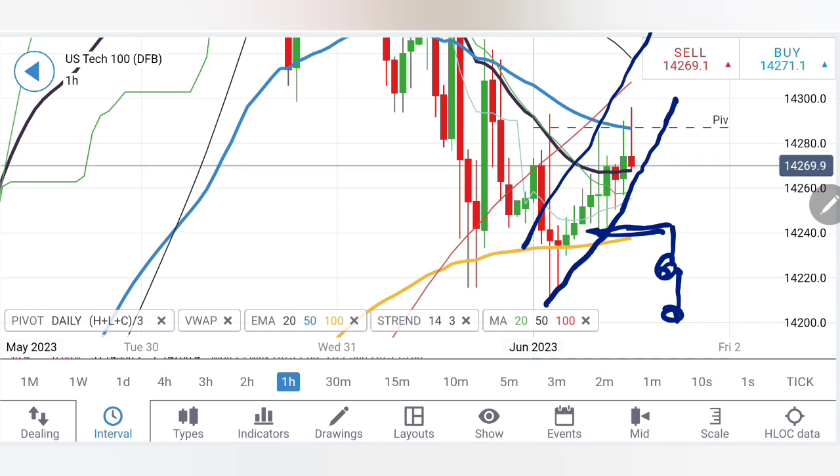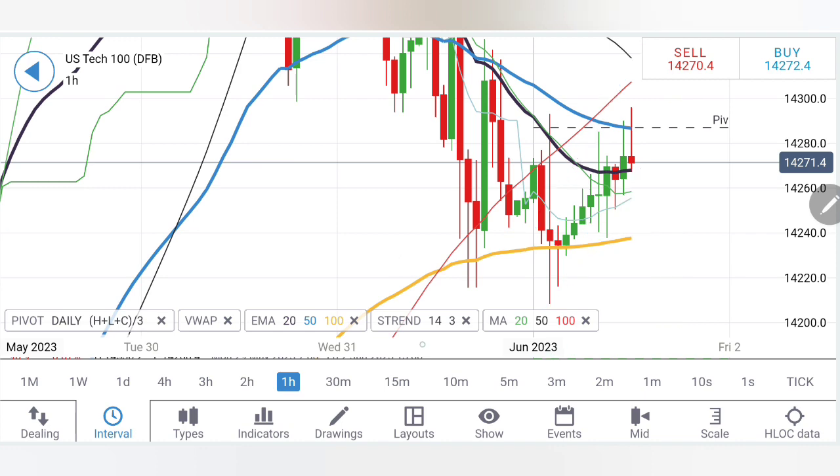On the upside, 14,320, 330 is the level beyond which only further bullishness can be seen. And hence, in between 14,240 and 14,330, do not take any position for this 90 points. In fact, you can count it that till 14,350, one has to be cautious and watchful.